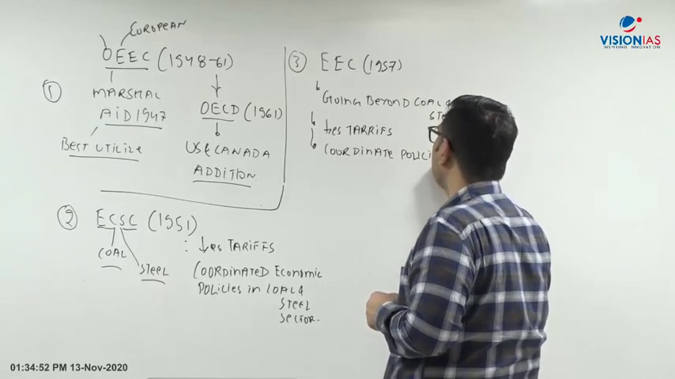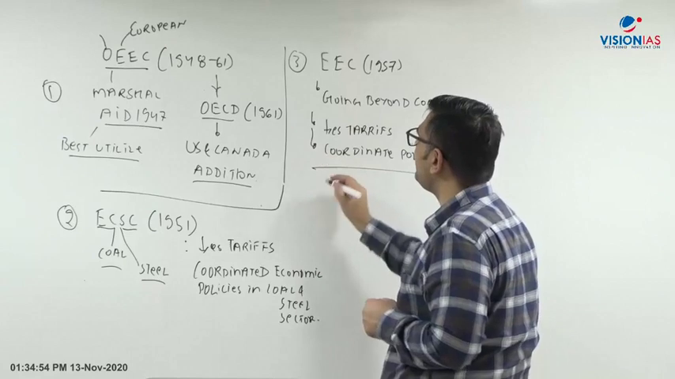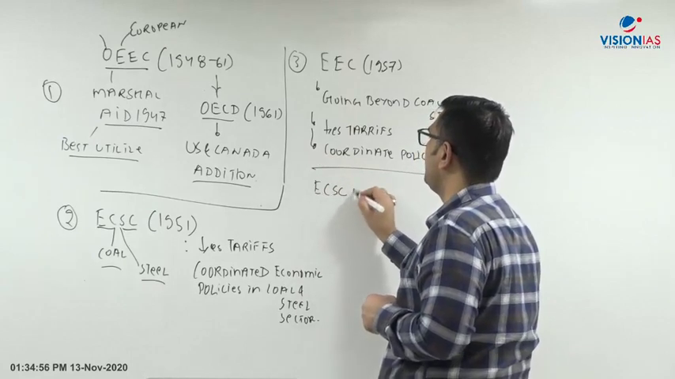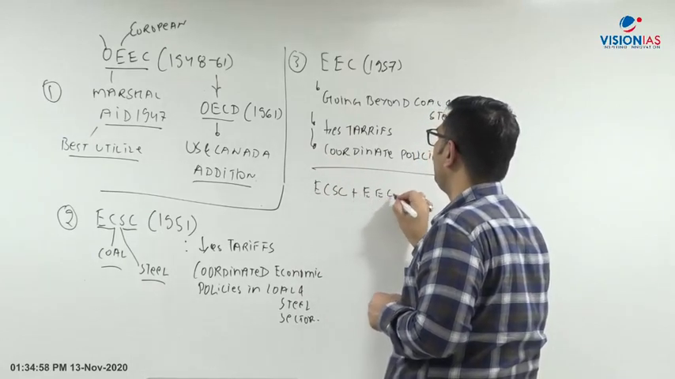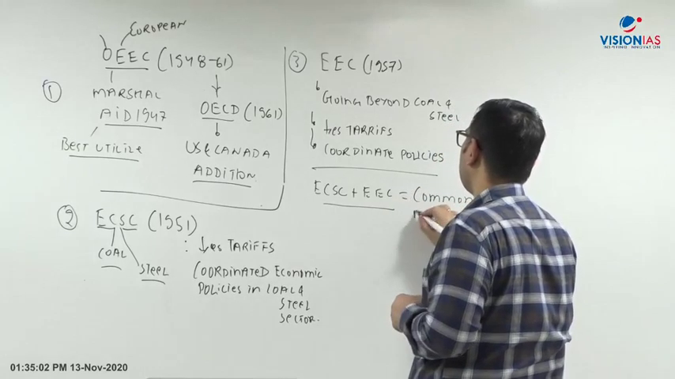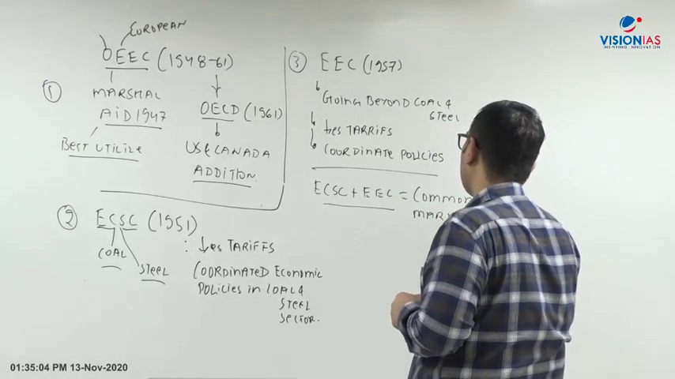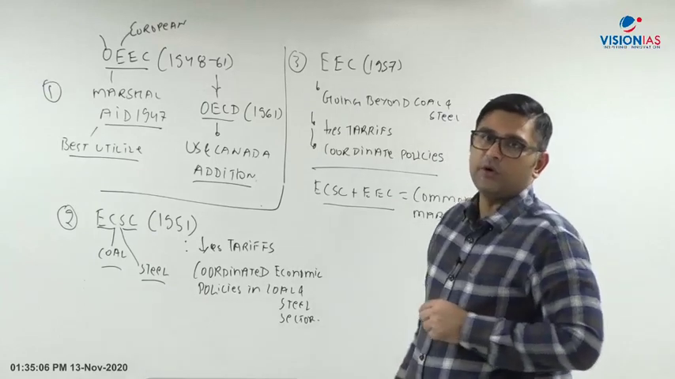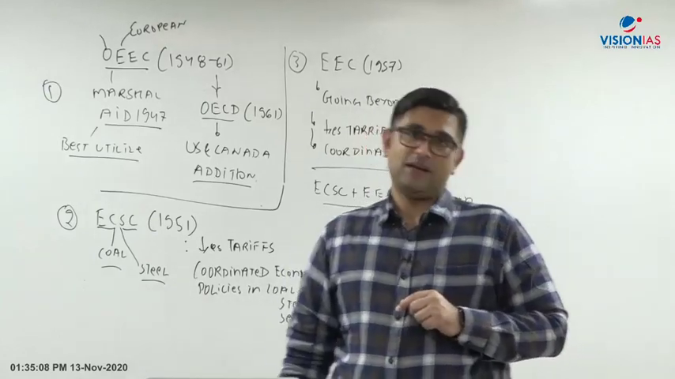And ultimately, because of ECSC plus EEC, what do you have? You have common markets. If you read the material in your newspapers, then what do you read? That the European Union is a common market.